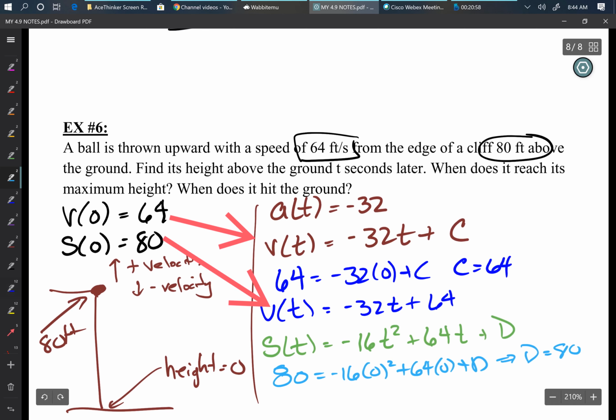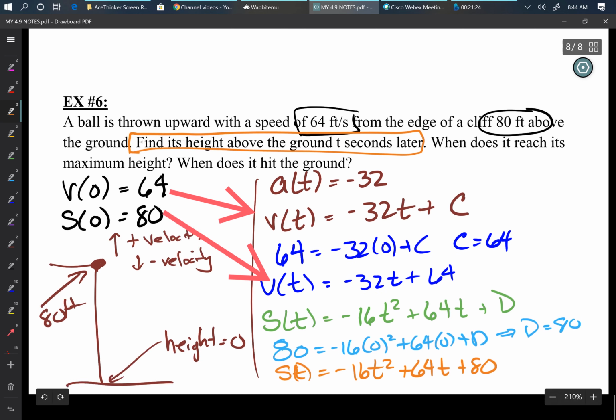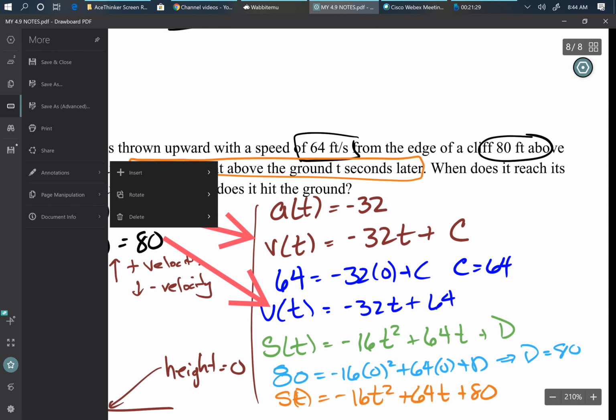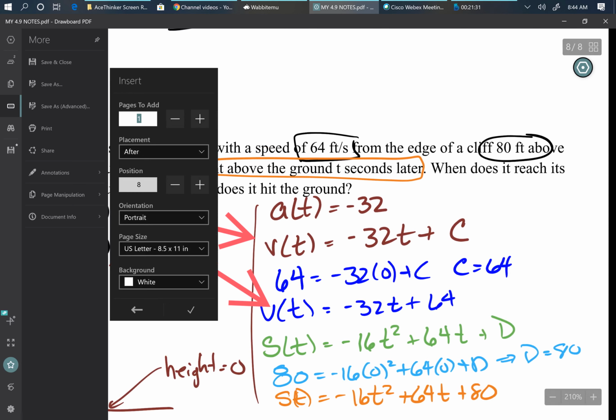So then wrapping it all up, I get that s of t, my position function, is equal to negative 16t squared plus 64t plus 80. Okay? So I have found its height above the ground t seconds later. And now I just need to answer the next two questions. Now I'm out of space here, so let me add in a page.